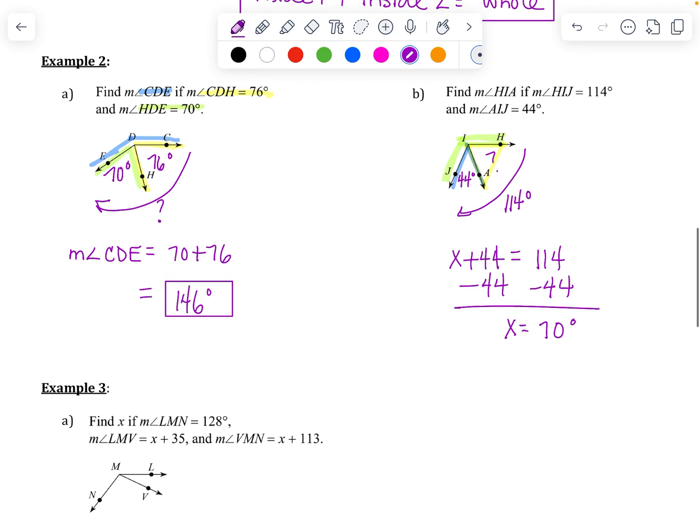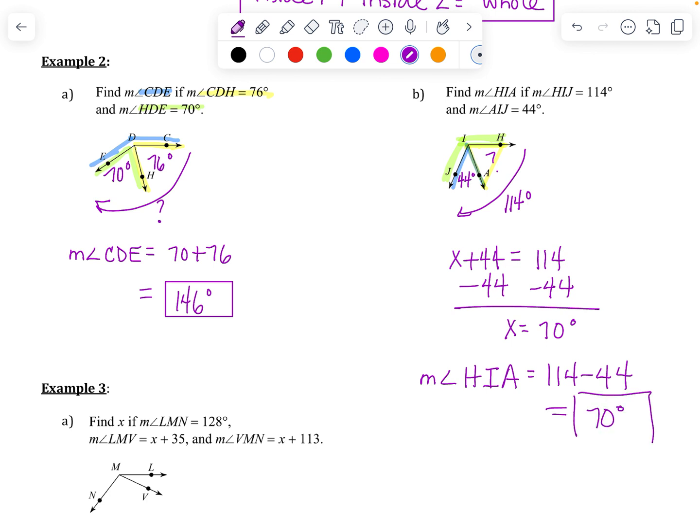If you'd rather just think of it as subtraction, if I know the big whole outside is 114, then my missing angle, angle HIA, is just going to be the 114 minus the 44. So some people just do it with subtraction. Other people like to use algebra. Either way, you should know that that missing inside angle is 70, because 70 and 44 add up to the outside, which is 114.